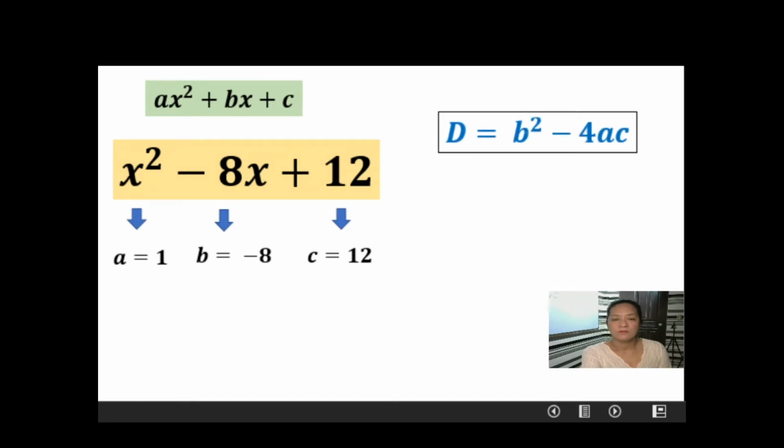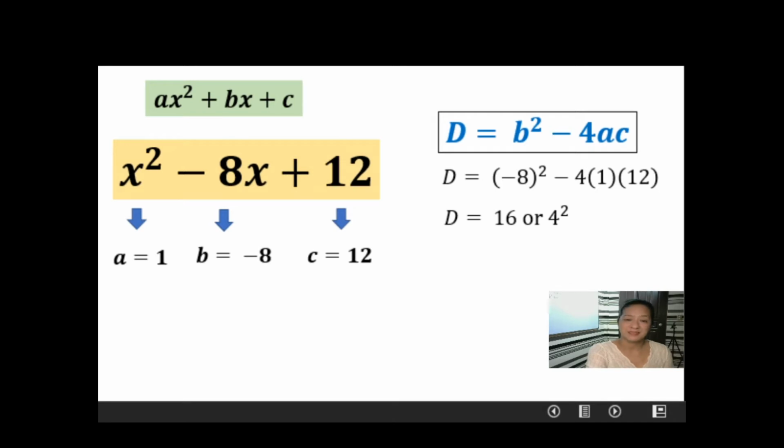Okay, now, applying the test for factorability, yung discriminant, no? d is equal to b squared minus 4ac. Kapag itong discriminant ay perfect square, then the given trinomial is factorable. So, tingnan natin. B is negative 8. So, negative 8 squared is positive 64. Minus 4 times A. Ang A ay 1. Times C is 12. So, that is 48. So, the discriminant here is equal to 16.